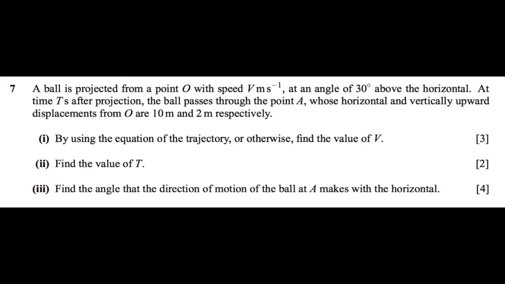May June 2002, question number 7. A ball is projected from a point O with speed v meters per second at an angle of 30 degrees above the horizontal. At time t seconds after projection, the ball passes through the point A, whose horizontal and vertically upward displacements from O are 10 meters and 2 meters.